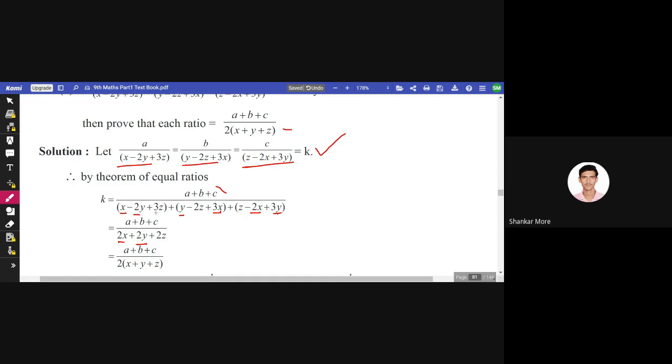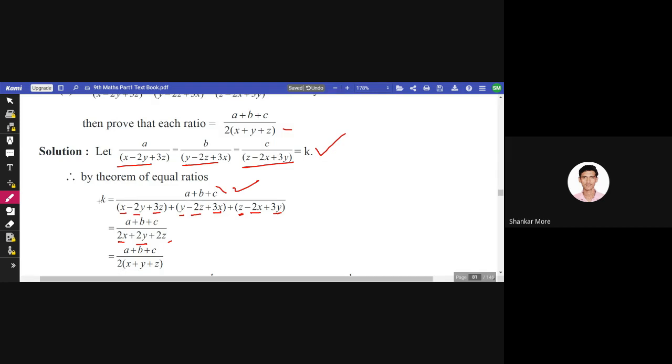Then lastly we have 3z minus 2z, so 3z minus 2z is z only, and z plus this z is 2z, so we can take common as 2, and a plus b plus c is in the numerator, and in the denominator we have x plus y plus z and into 2.